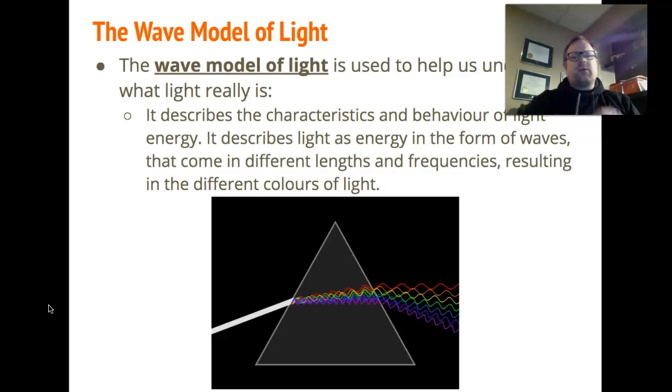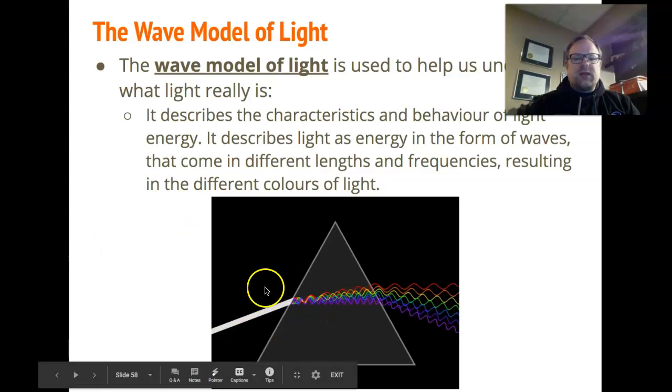So the wave model of light, we talked about this before. The wave model of light is used to help us understand what light really is. We've talked about the four properties of light, right? We talked about that it can bend, that it reflects, and that it travels in straight lines. Now we're talking about that fourth one, which is that it's a form of energy. And this form of energy comes in the form of a wave. Basically this wave model describes the characteristics and behavior of light energy, and it describes light as energy in the form of waves that come in different lengths and frequencies, resulting in the different colors of light.